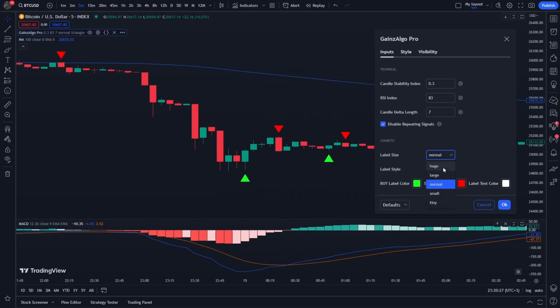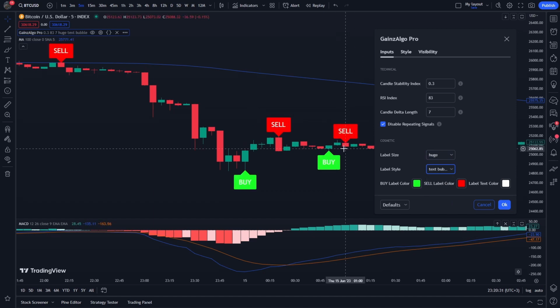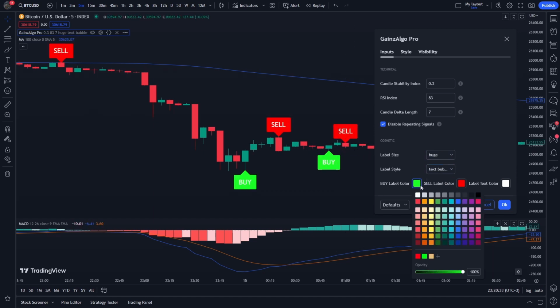Because obviously when I'm making a video, it's better for me to have these bigger signals, so it'll be easier for you to see them. But yeah, you can also adjust the colors and all that stuff.